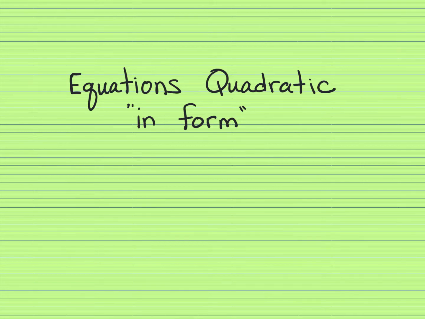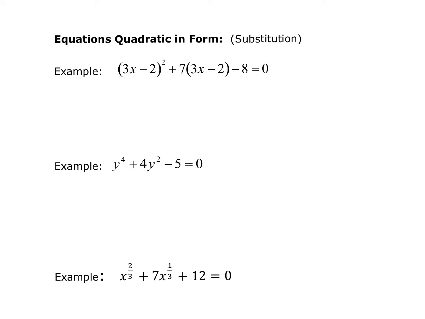In this video, we will do some examples of equations that aren't quite quadratics, but are quadratic in form. For our first example, we have the quantity 3x minus 2 squared plus 7 times the quantity 3x minus 2 minus 8 equals 0. Now, as a last resort, I actually could FOIL this and distribute this 7 through, and then deal with the quadratic that I have left.